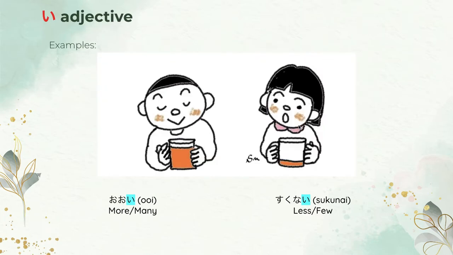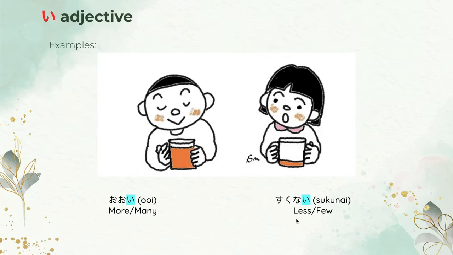The next one, this image is a little bit hard to tell what the difference is, but this boy has more drink than the girl. So this one has more or many, and this one has less or few. More slash many in Japanese is ooi. It's a little bit difficult to pronounce, but there's a double o, so try to pronounce ooi instead of oi. You shouldn't skip this o when you pronounce.